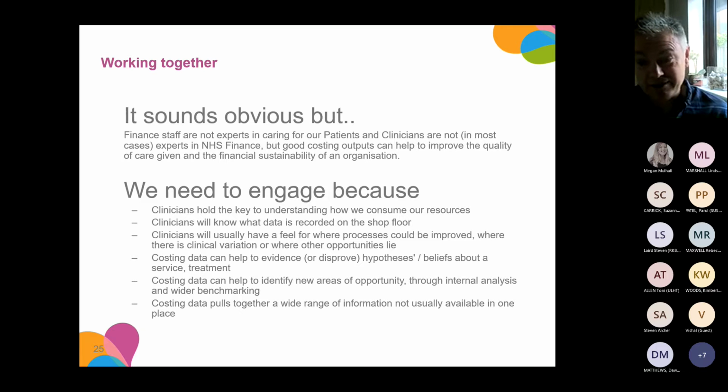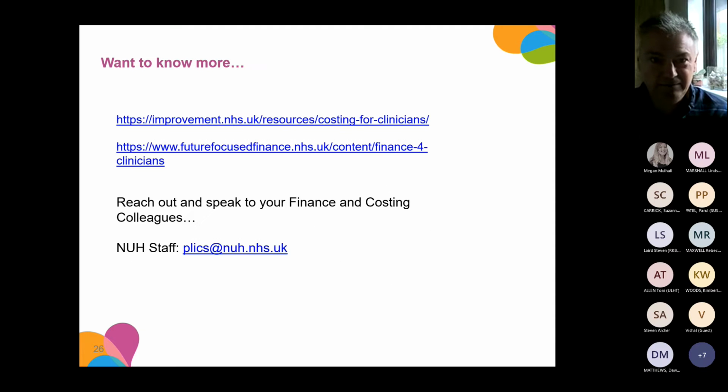Costing data can identify new areas of opportunity as well, like I say, through the internal benchmarking and wider benchmarking, and it pulls together a wide range of information. I think our costing data now has got more non-costing information in it, things like medically safe dates and frailty scores and all of the population health management around people's deprivation, and there's a deprivation index. Although now we're looking at ethnicity and how much we spend, what readmission rates and DNA rates are by ethnicity. That's not even costing, but it's all within our patient level information system now.